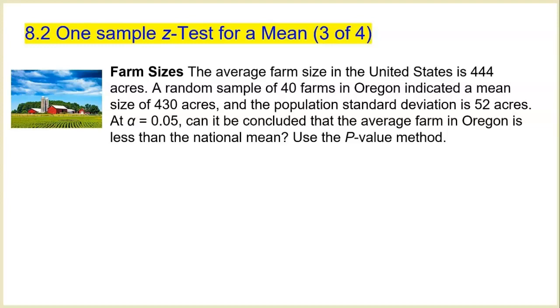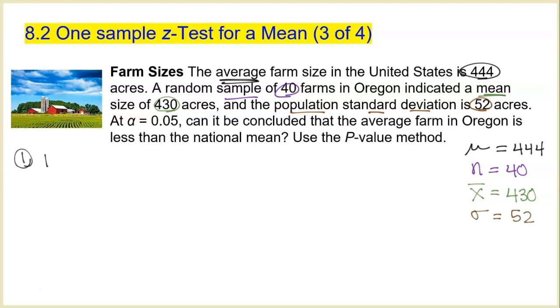Farm sizes. The average farm size in the United States is 444 acres. That is our population average. A random sample of 40 farms in Oregon indicated a mean size of 430 acres. So we know we have a random sample of 40, and of that random sample, they have an average of 430 acres. And then the population standard deviation is 52 acres. And then we have our alpha value. So we have our 5 values that we need to identify.